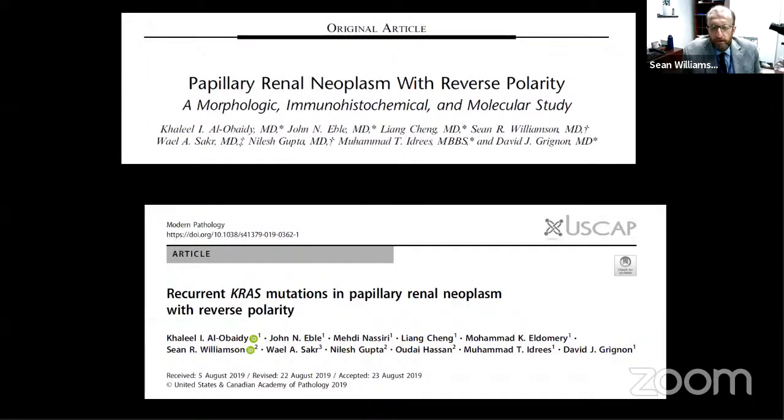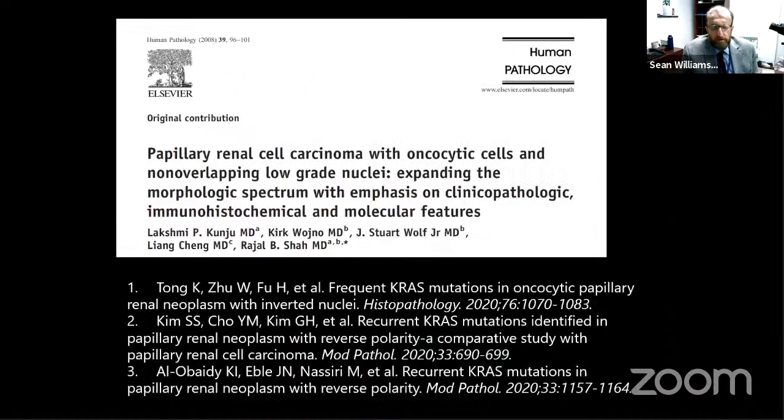category of tumors. And so some of the work has been pioneered by Khalil Al-Obeidi and colleagues from Indiana University. A few years ago, published a nice series describing the morphology, immunohistochemistry of these tumors. And then very recently showed that recurrent KRAS mutations are common in these tumors, sort of establishing a recurrent genetic abnormality. And of course, although those papers have gained attention recently, this is not an entirely new concept.